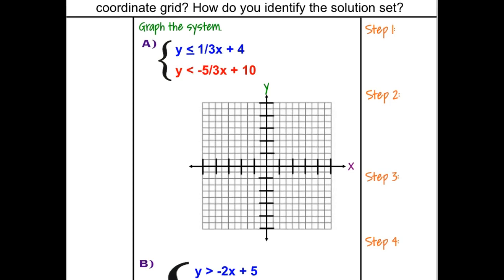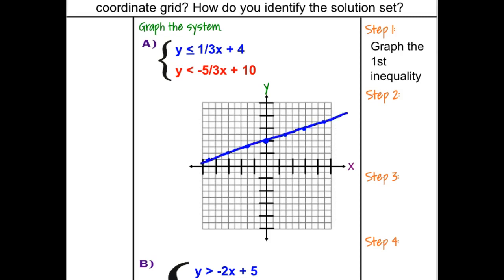So, first step is graph the first inequality. So we're going to start with that blue one. 1/3 y is less than or equal to 1/3 x plus 4. So we go up 4, and then slope of 1/3, so up 1, right 3, up 1, right 3. I'm going to go all the way across the graph again to guarantee that I have an accurate image. And it's less than or equal to, so it's a solid line.